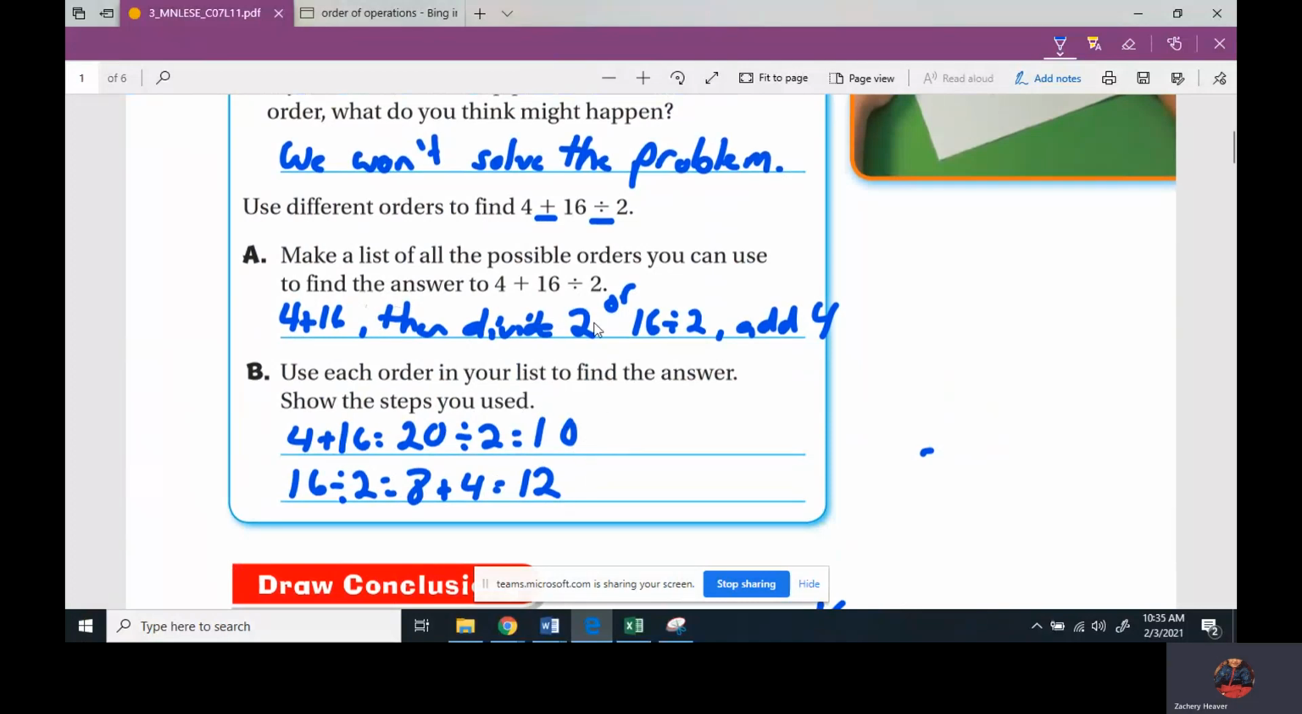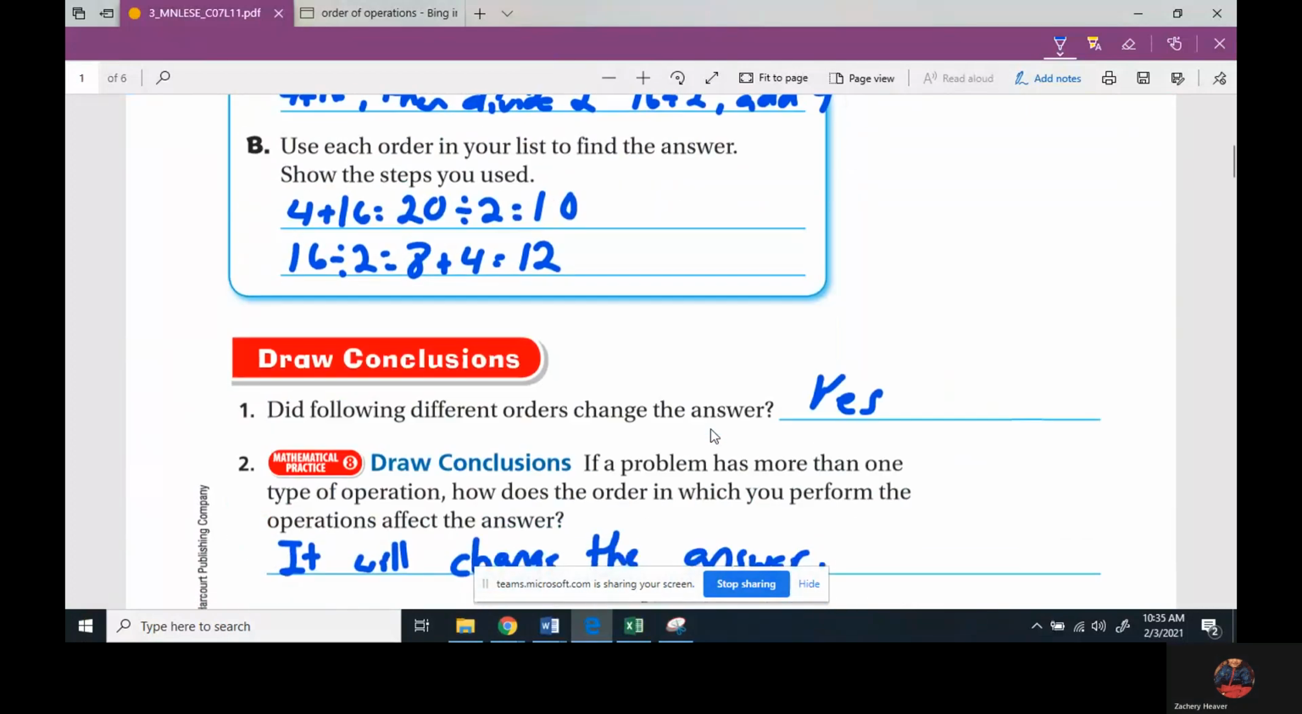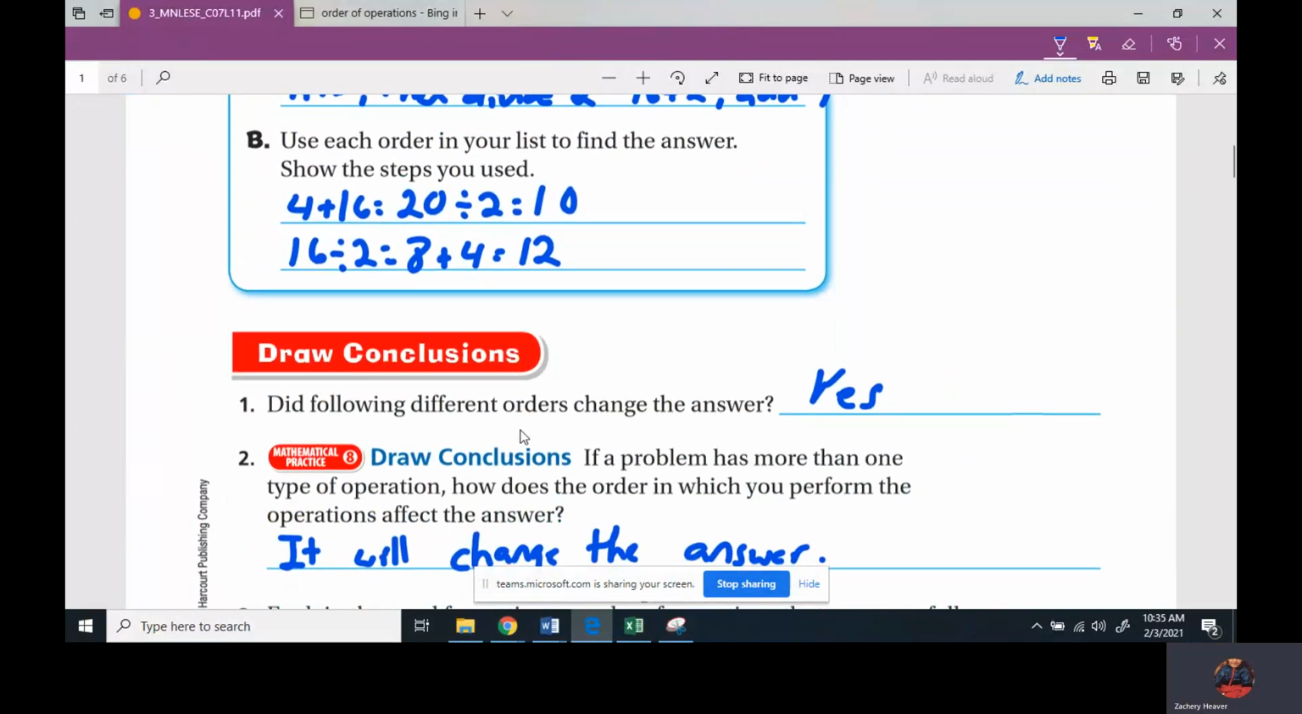Well, let's try it the other way. We did 16 divided by 2 and then add 4. So 16 divided by 2 equals 8, and then 8 plus 4 equals 12. We have the same numbers in each problem, but they equal different things. Why is that? I have the same numbers and I'm doing kind of the same things, but they equal different answers. So we've got to think, why is that? Well, did the following orders change the answer? Yes. One is 10, one is 12.